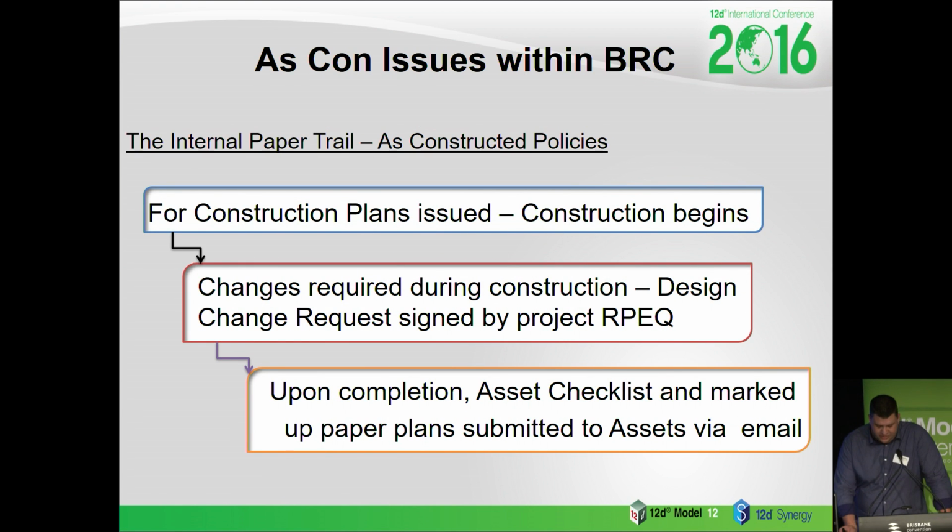In the past, the internal ASCON management process was as follows. The 4 construction plans were issued and construction began. If any changes were required during construction, the design change request was required to be submitted by the work supervisor, approved by design, and signed by the project RPQ before the change could take place. Once the project was completed, the asset checklist, which outlined what construction actually did, and marked up paper plans had to be submitted to assets via email.